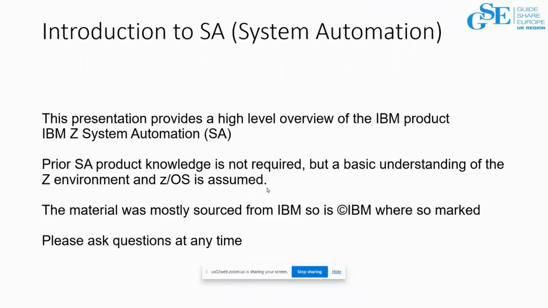So what are we going to cover? We're going to cover the IBM product currently called IBM Z System Automation, which I'm going to shorten to SA for the rest of the presentation. I'm not assuming any prior product knowledge, but because it's a 102 stream, I'm going to assume basic knowledge of the Z environment and z/OS in particular. The material I got from IBM sources, so I've put copyright IBM on most of the slides, so you need to think about that before you reuse the slides. And I suggest you ask any questions in the chat at any time. I don't want you stewing in your juice, not understanding things for 30-40 minutes.